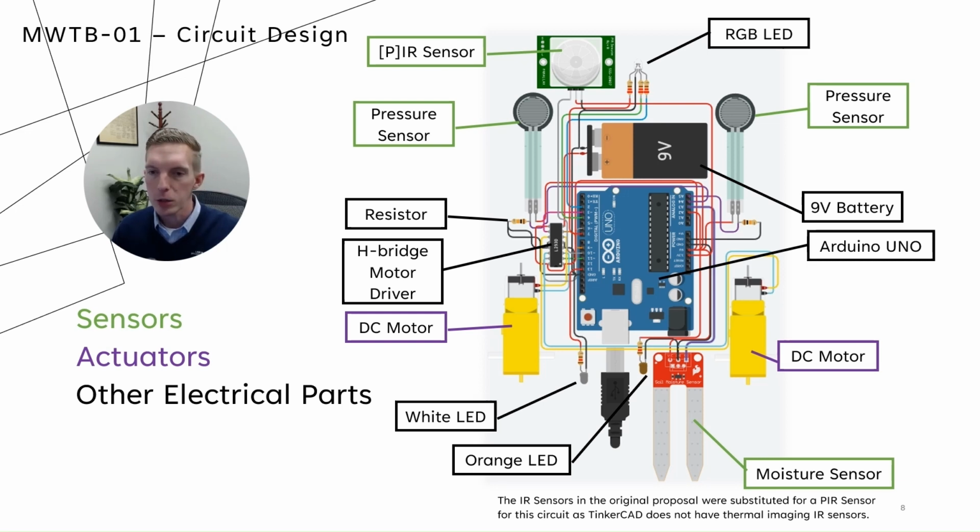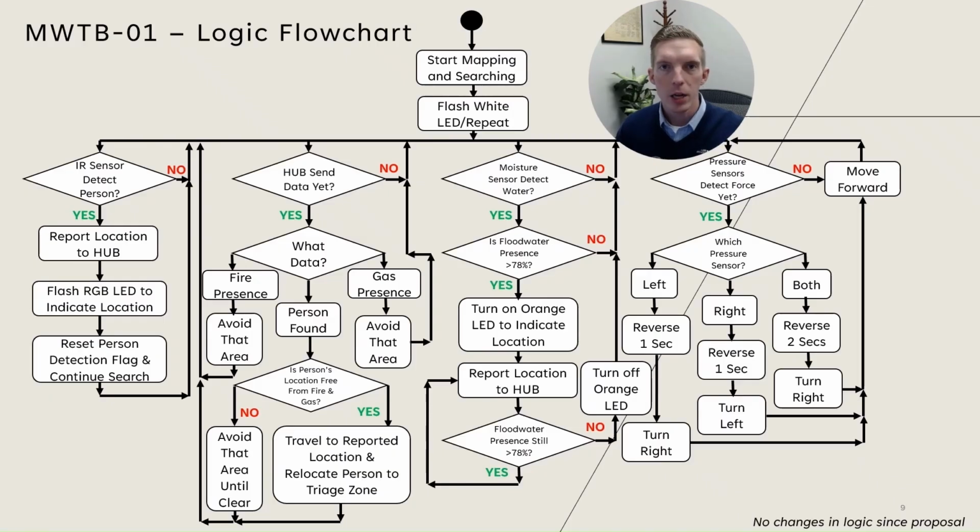We've got resistors, an H-bridge driver, and a 9-volt battery, which would actually be a larger capacity deep cell lead acid for quick replacement. Arduino, obviously. DC motors, which would be our actuators here. A white LED, as was seen in the mechanical slides design, and an orange LED, which suggests the successful transfer of flooding conditions to the central hub. Logic flow chart is as follows.